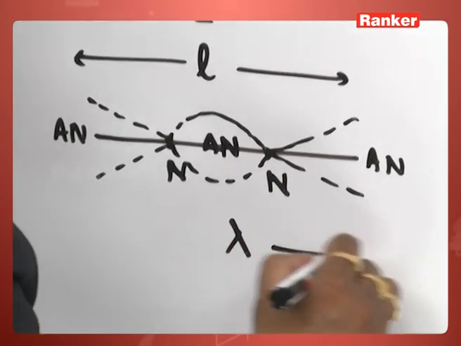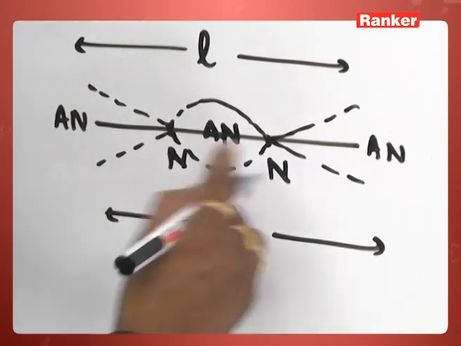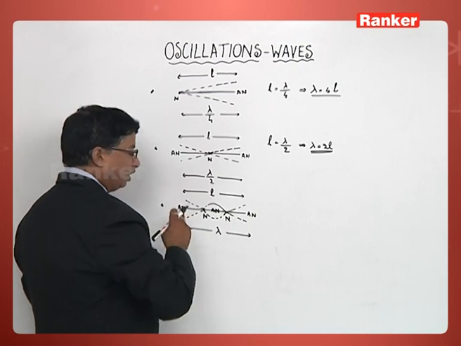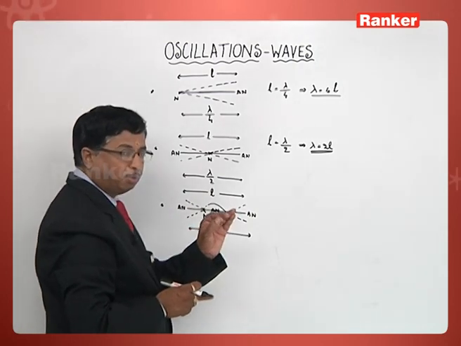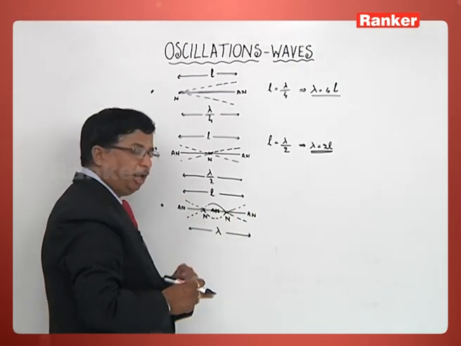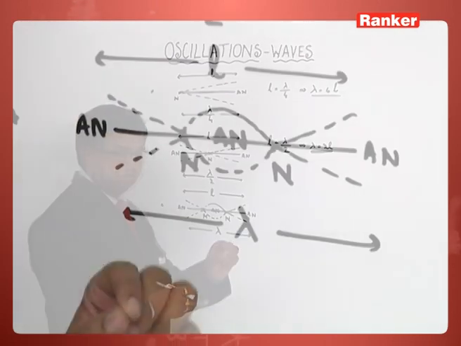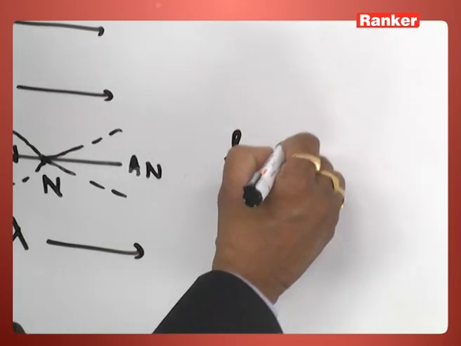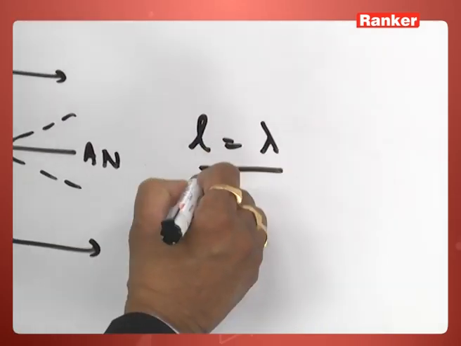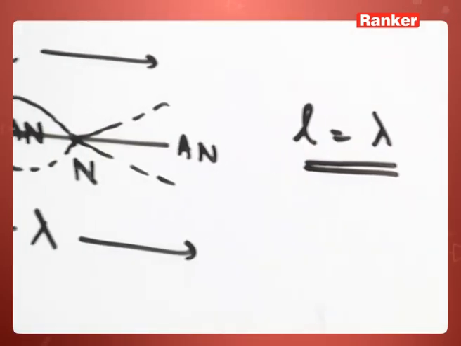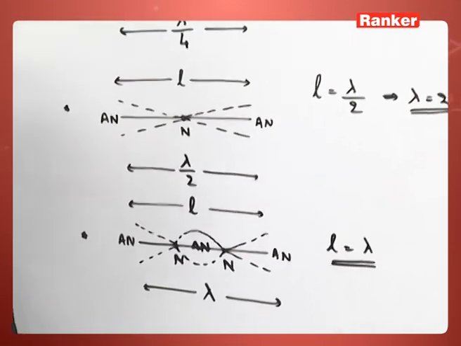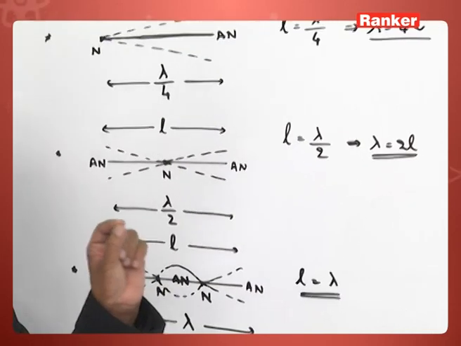If I once again take the geometric length of this rod as L, that now is going to be lambda here. Why? Because antinode to alternate antinode, 2 successive antinodes is lambda by 2, and 2 alternate antinodes is lambda. Thereby, the total length, that is the geometric length, is equal to the wavelength of the wave thereby produced in it.